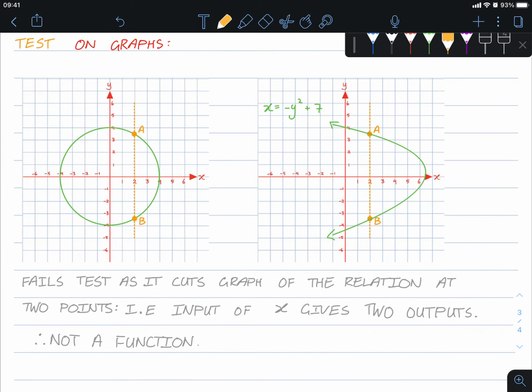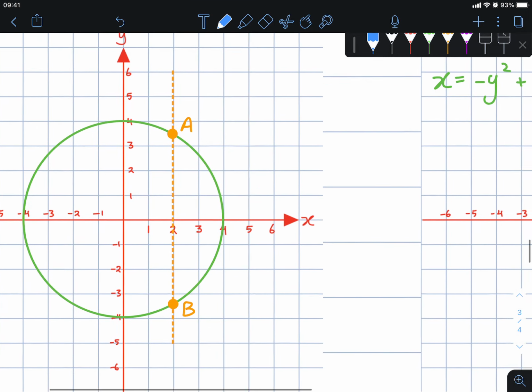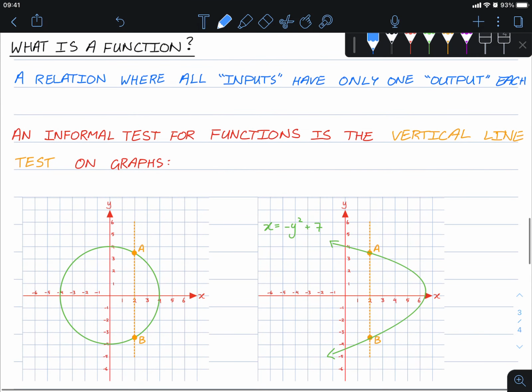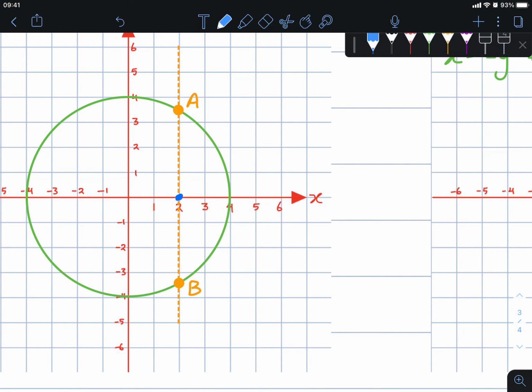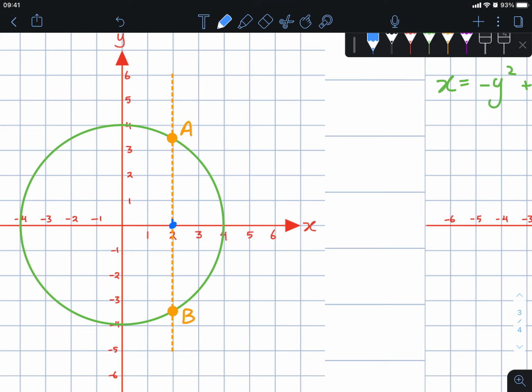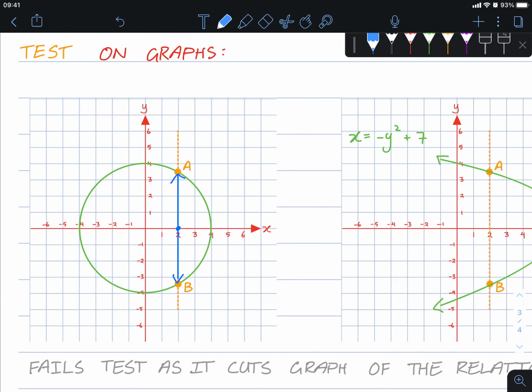Same goes for this one. This is x squared equals negative y squared plus 7. It cuts the graph at 2 points. This is not a function. Another way we can prove this is because, going back up here, all inputs have only one output each. If we take a look at negative 2 as our input, negative 2 is giving us two different results for y. So we input x, so let's say this is some function.